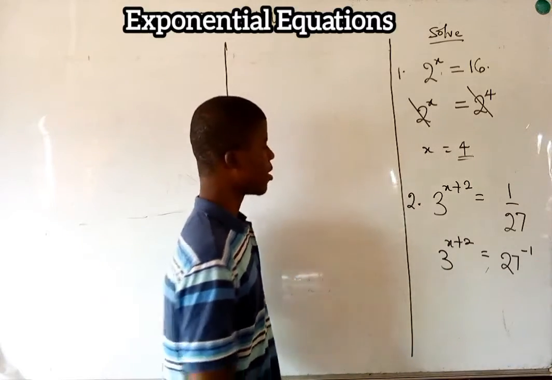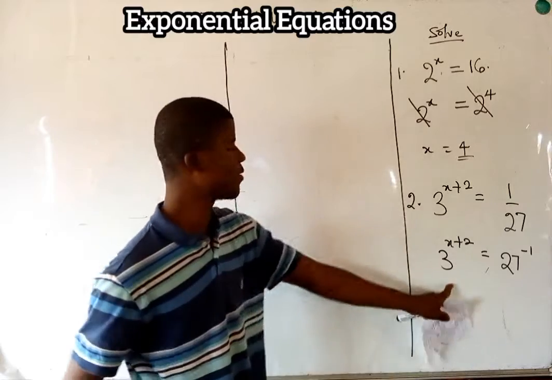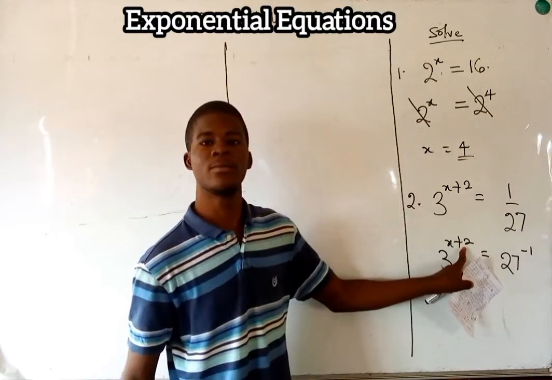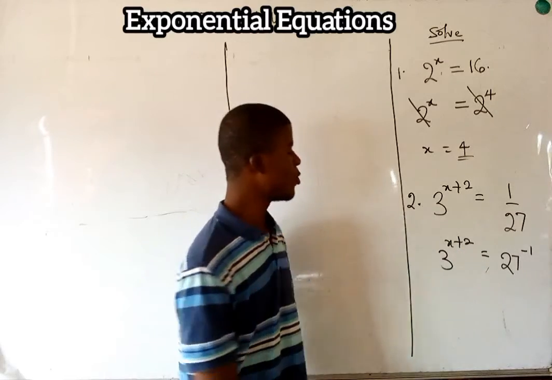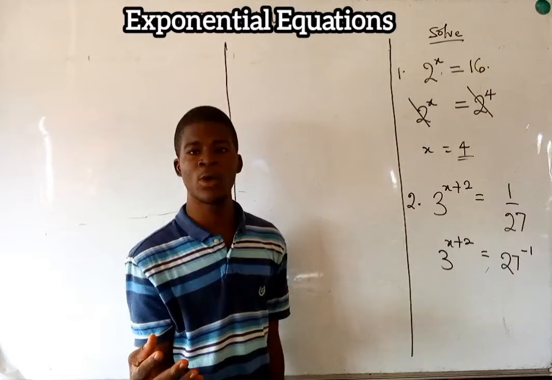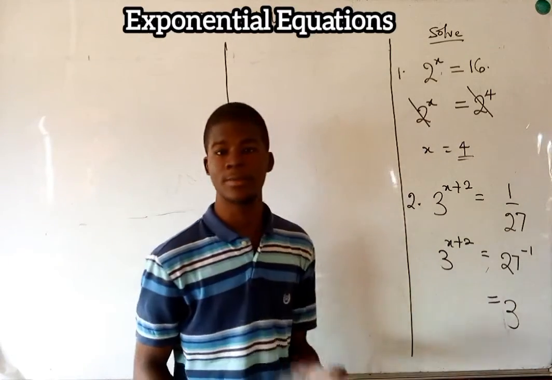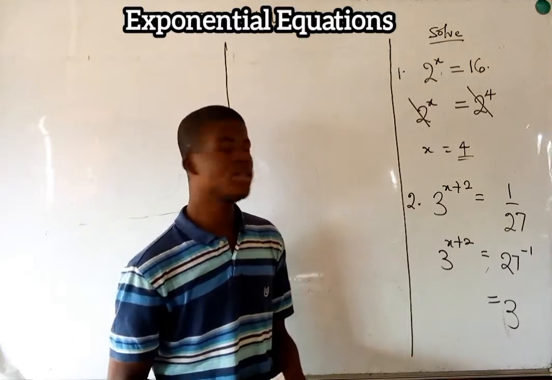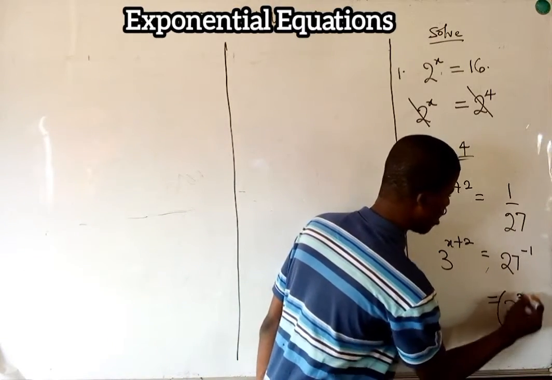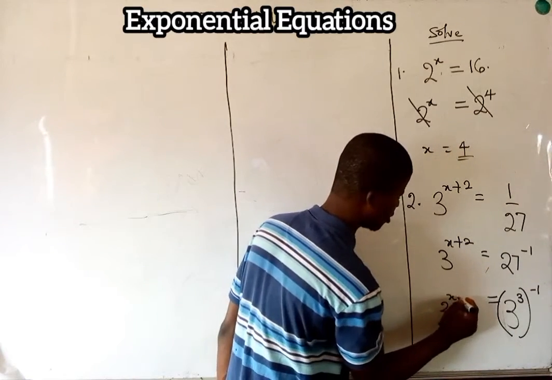So right here, I have a term at the left hand side, and it is to the base of 3 to the power of x plus 2. And here I have 27 to the power of minus 1. So I will look for a way to write 27 as 3 raised to the power of something. Yes, I can write 27 as 3 raised to the power 3. Good. Remember, they are all raised to the power minus 1. And here, I have 3 raised to the power x plus 2.